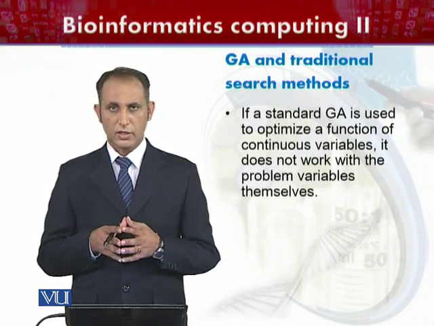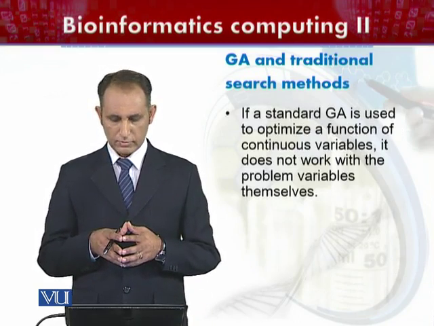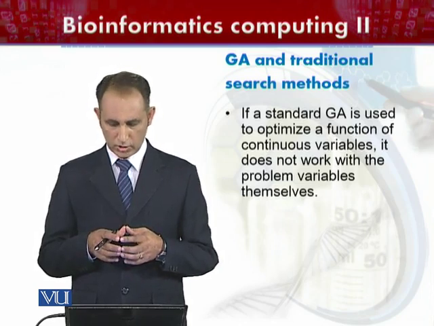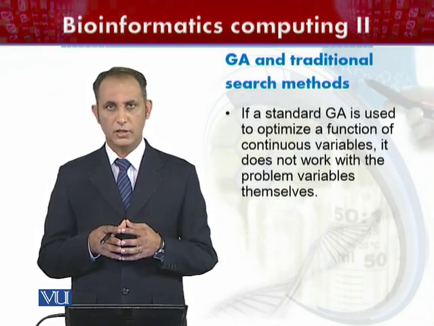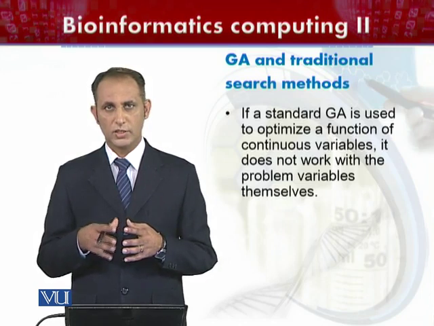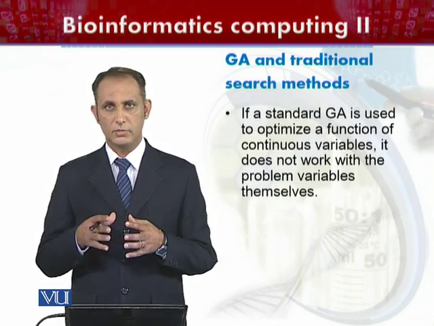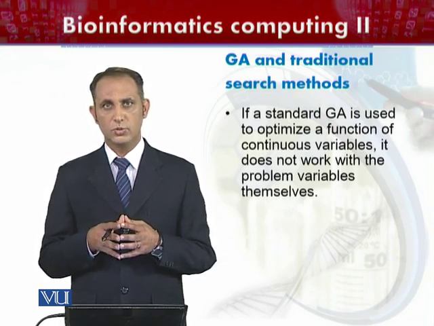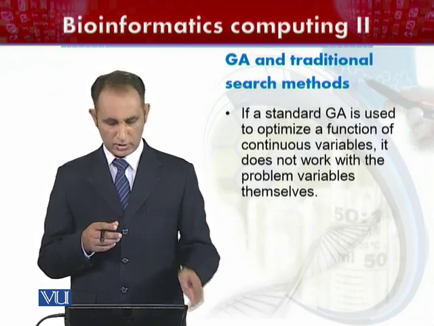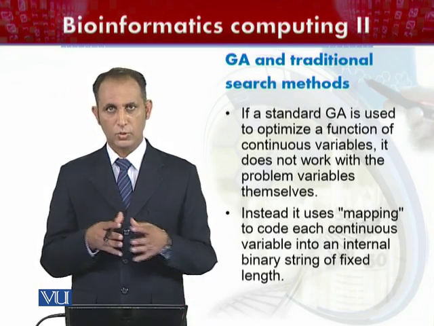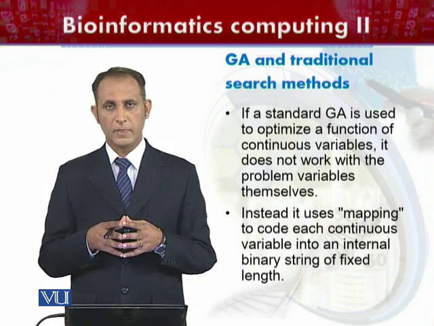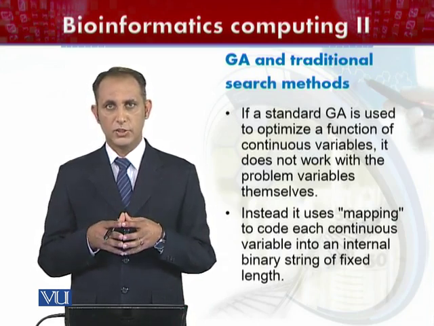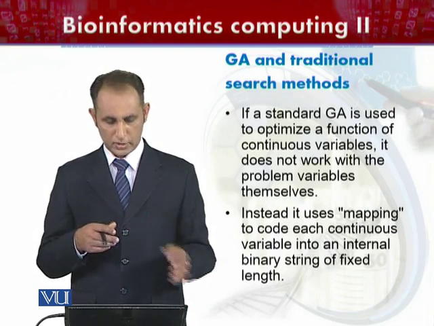If a standard genetic algorithm is used to optimize a function of continuous variables, it doesn't work with the problem variables itself. So what does it do? It basically maps the variables internally into a string of binary variables. So it transforms the whole logic, and the longer the binary string is, the more complex the search space will be.